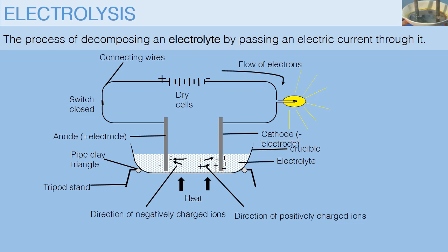However, the positively charged ions in the electrolyte will be attracted to the cathode. As you can see, the positively charged ions move towards the cathode, while the negatively charged ions move towards the anode.